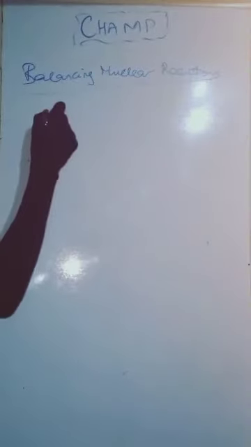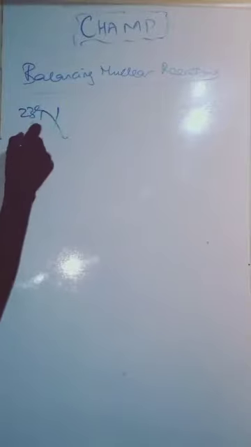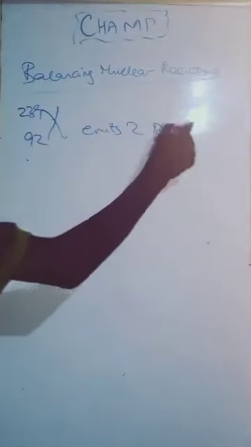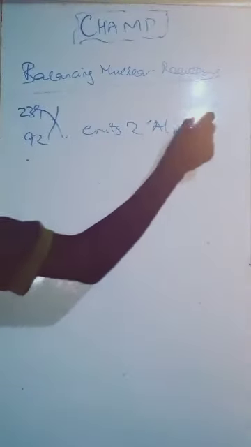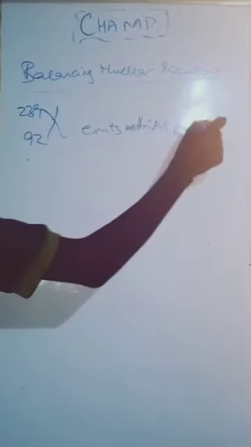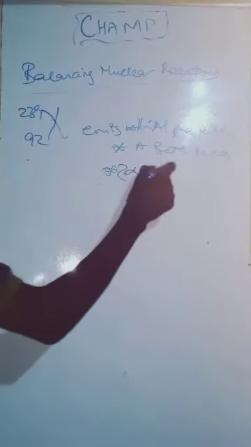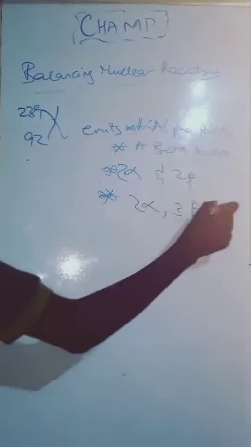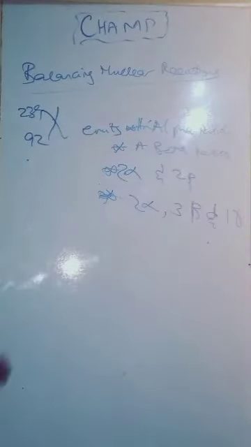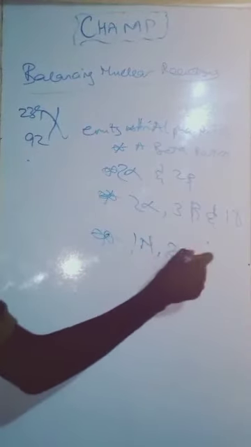Let's say a radioactive isotope, X, 239, 92, emits an alpha particle, then a beta particle, then 2 alpha and 2 beta particles. Then we have 2 alpha, 3 beta and 1 gamma particle. And before this is over, 1 neutron, 2 alpha, 3 beta particles.